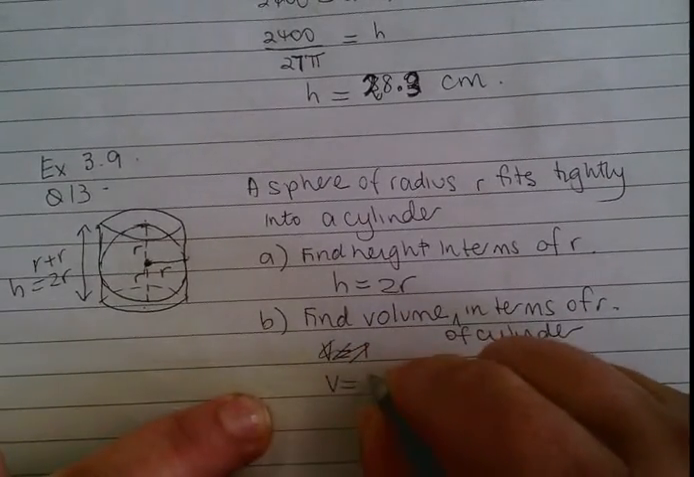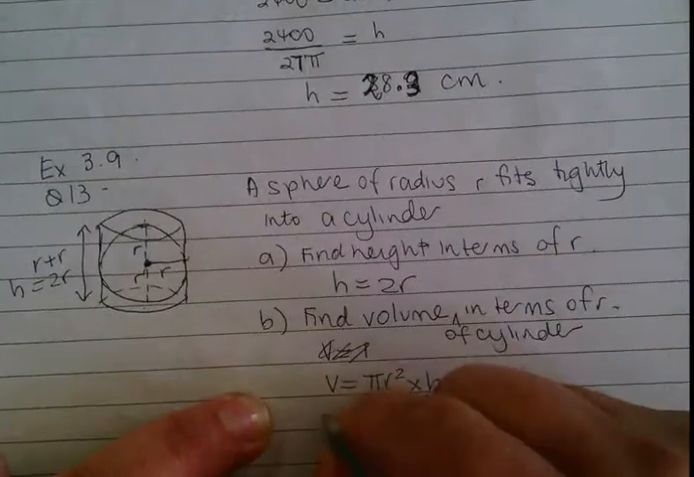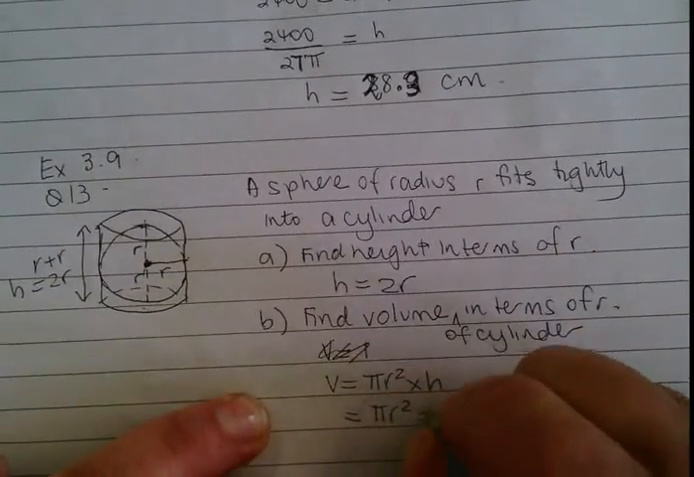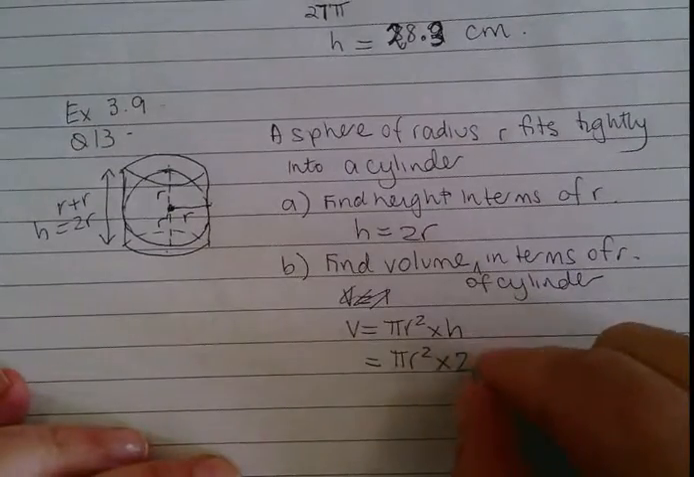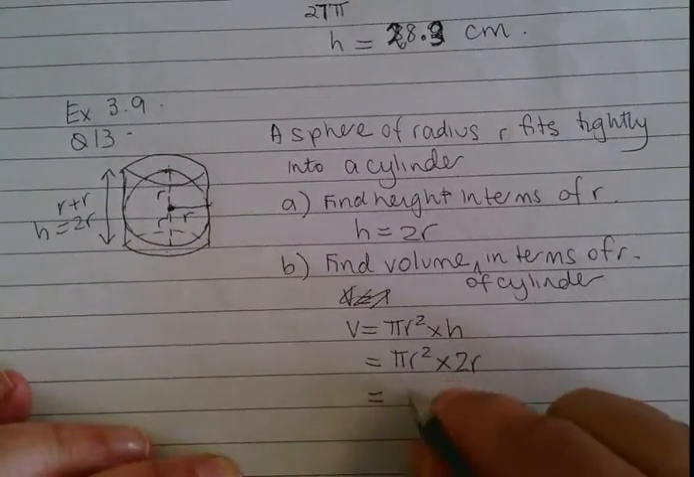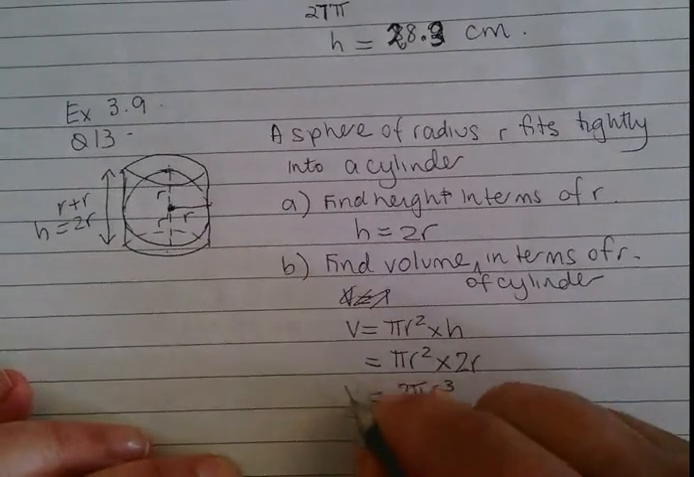Good. Volume is pi r squared times h. So it's pi r squared times, what's h? No, it's 2r. So what do you get? 2 pi r cubed. Done.